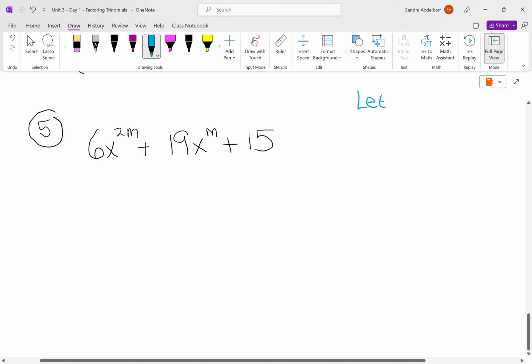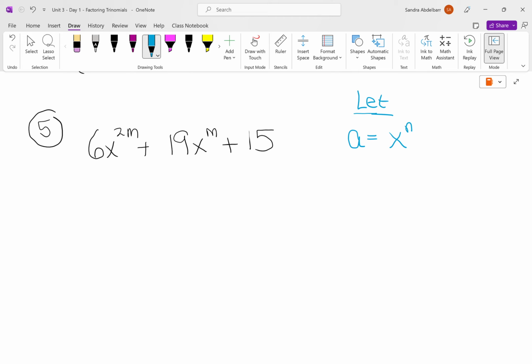What a lot of kids prefer to do is they don't like to work with the variable in the exponent. So we use substitution. Let a equal the lower exponent, x to the m. If a is x to the m, guess what a squared is going to be? x to the 2m. So this gives us 6a squared plus 19a plus 15. Is this something we know how to factor? We should. All right, you all factor it and then let me know once you're done with your factoring. Are you done already? Okay, let's let everybody else catch up.